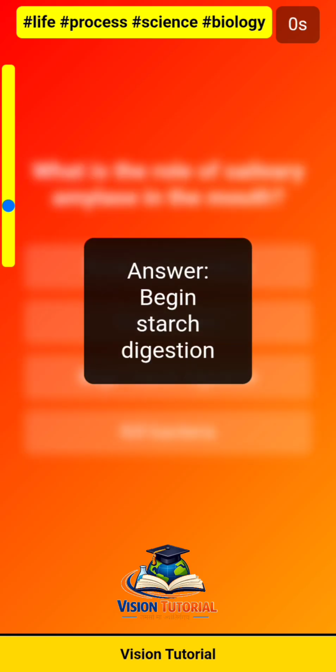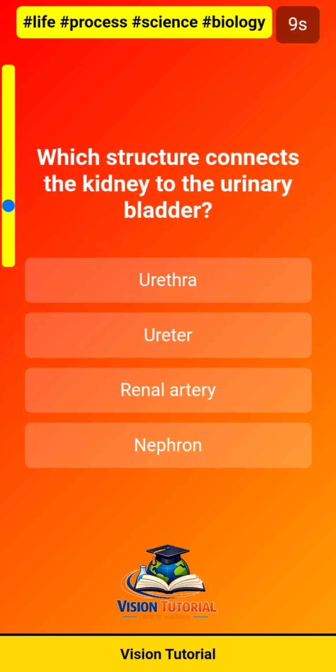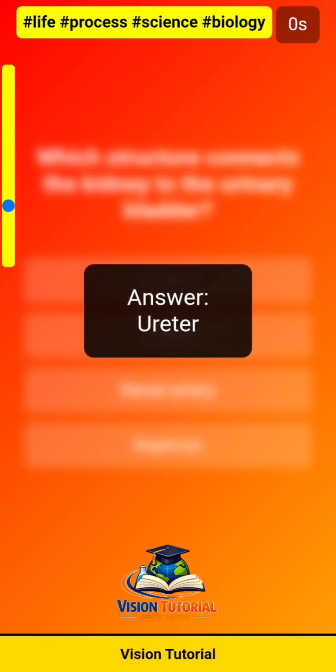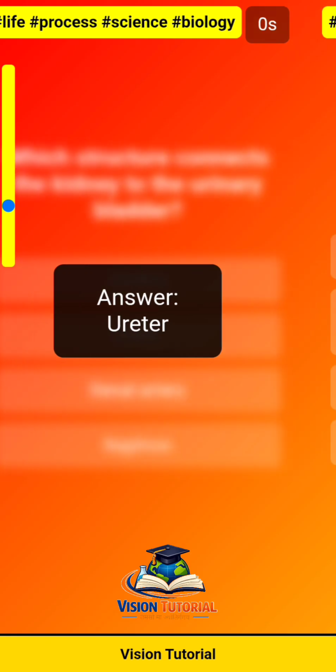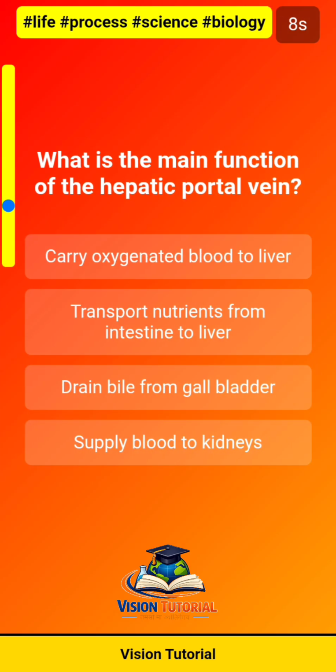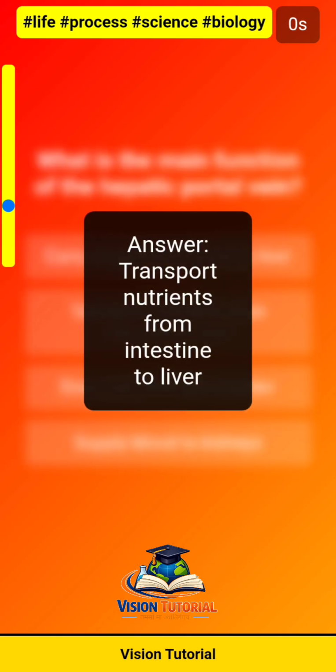Answer: begin starch digestion. The question is, which structure connects the kidney to the urinary bladder? Answer: ureter. The question is, what is the main function of the hepatic portal vein? Answer: transport nutrients from intestine to liver.